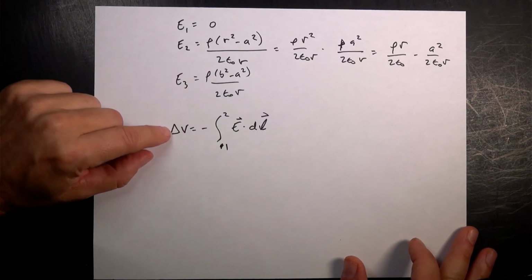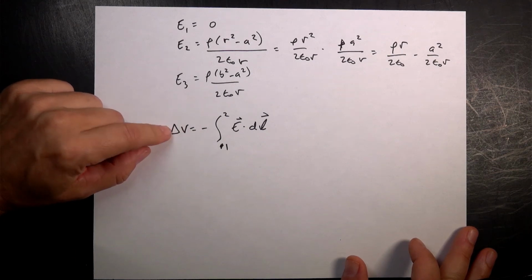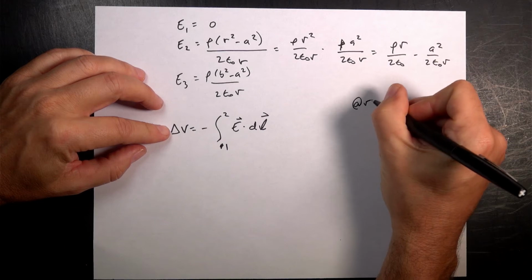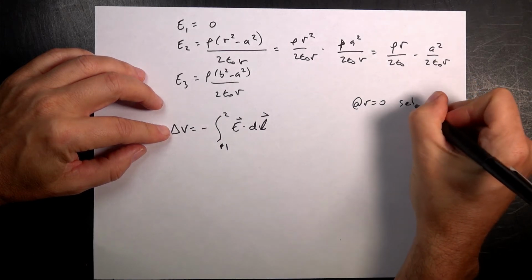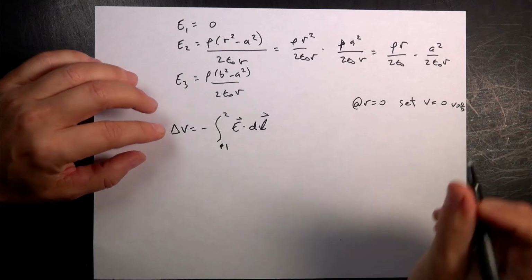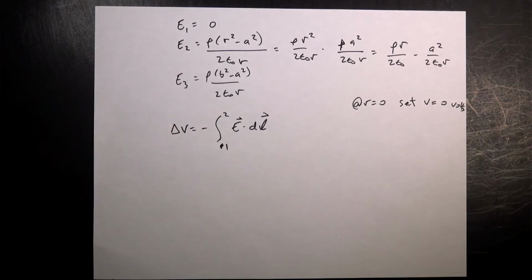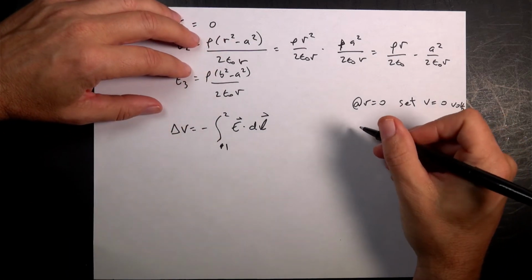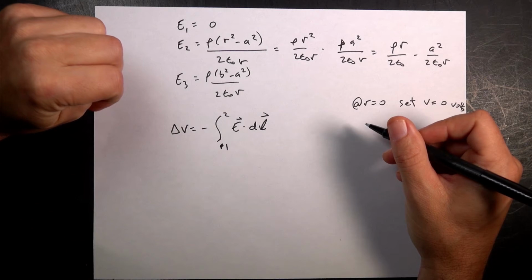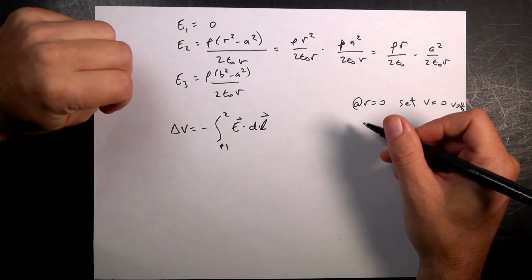So since it's always a change, what we're going to do is start at r equals 0. So at r equals 0, set V equals 0 volts. Again, another bad choice. That way we can do that. So let's just go ahead and integrate 3 times, and we can find our potential.